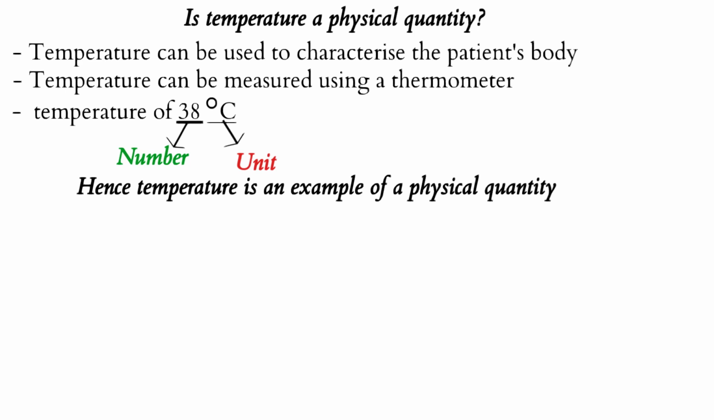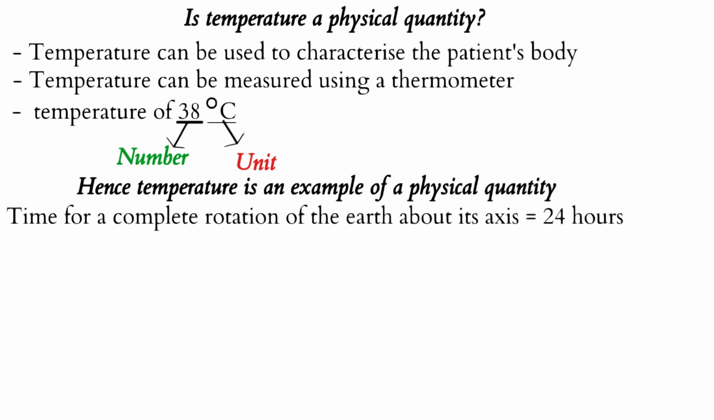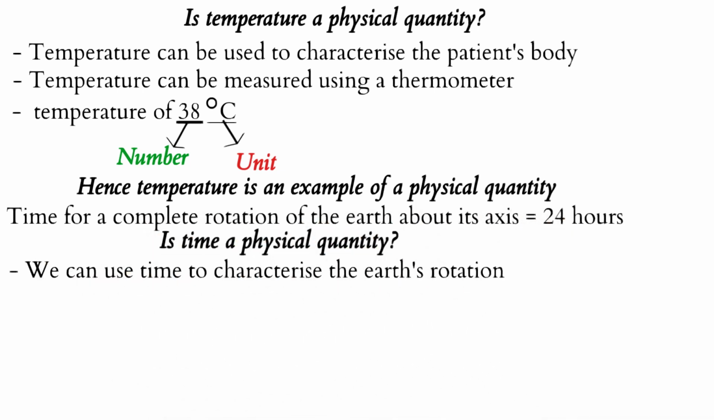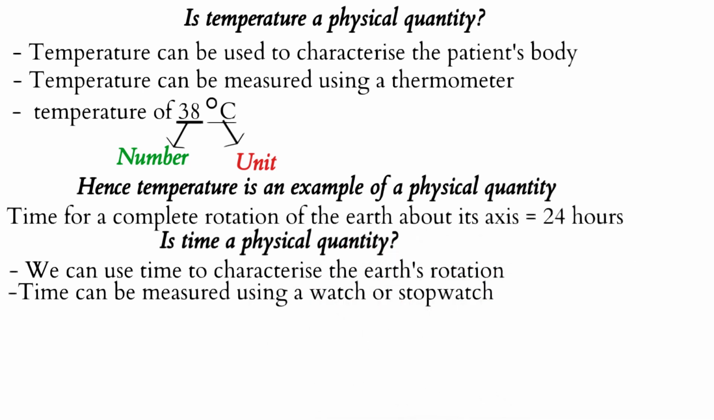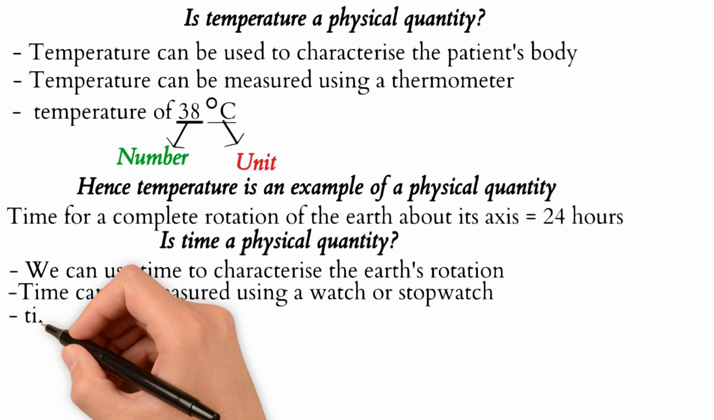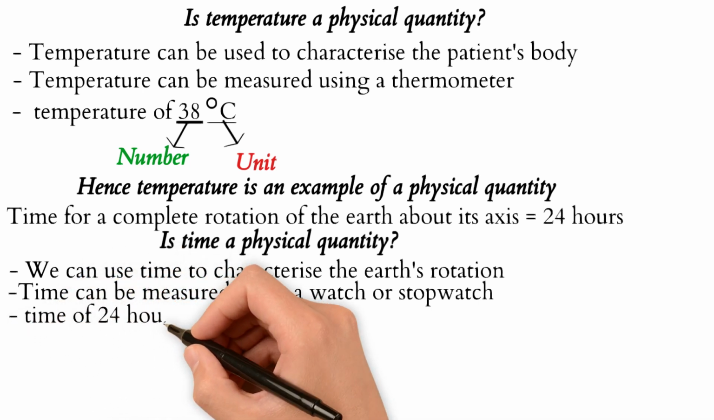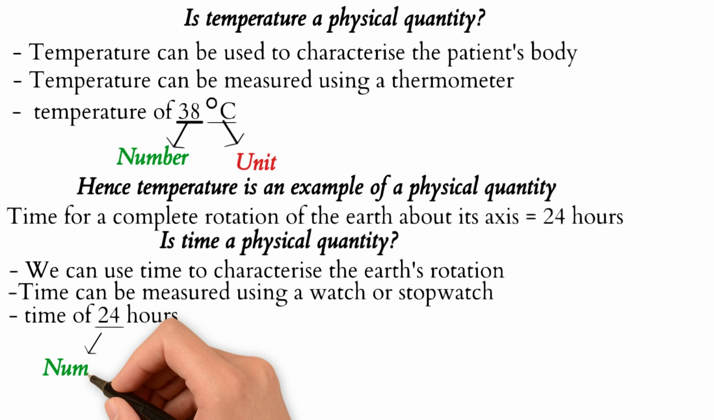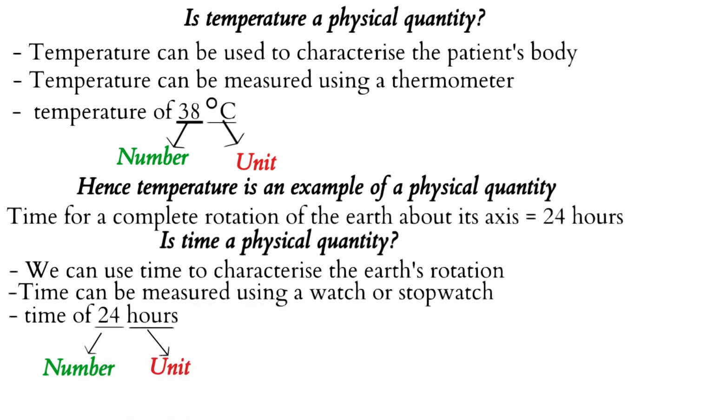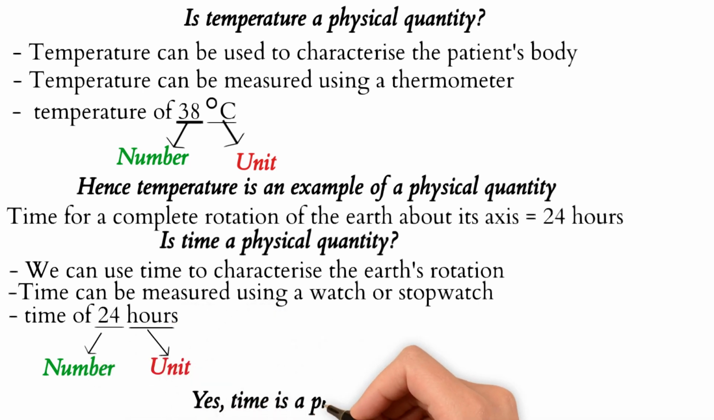Let's take another example. Time for a complete rotation of the Earth about its axis is 24 hours. Is time a physical quantity? We can use time to characterize the Earth's rotation. So, time is a physical property. Time can be measured using different instruments. Examples include watch, stopwatch, etc. The time measured as 24 hours has two parts. 24, which is the number, and hour, which is the unit. So, time is a physical quantity.